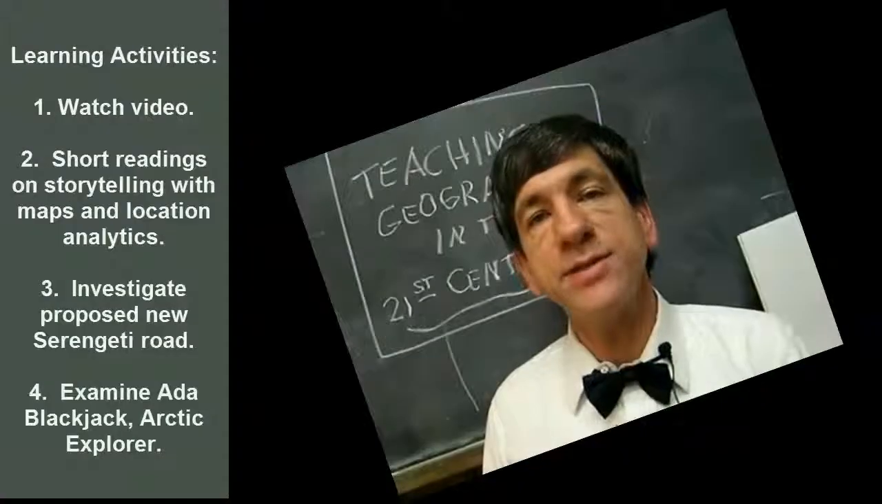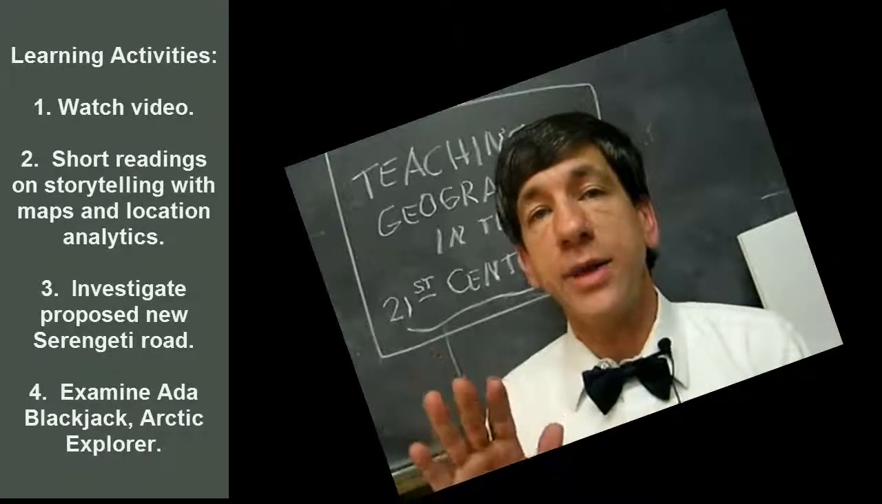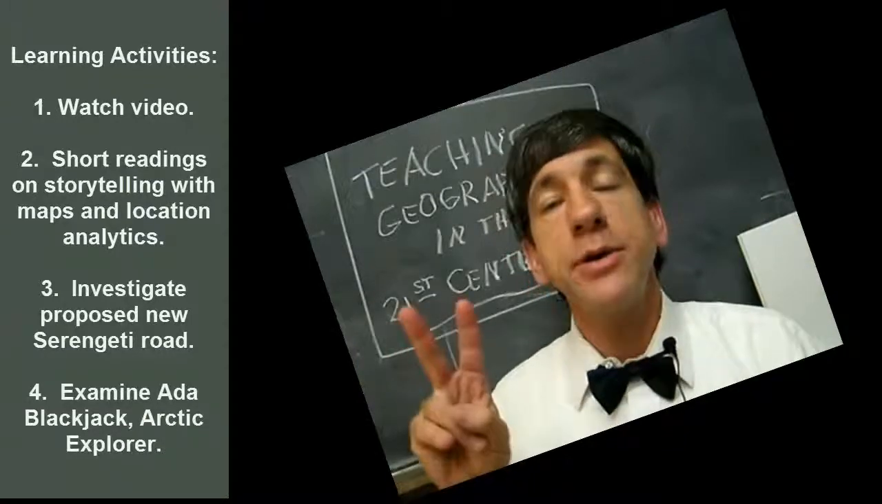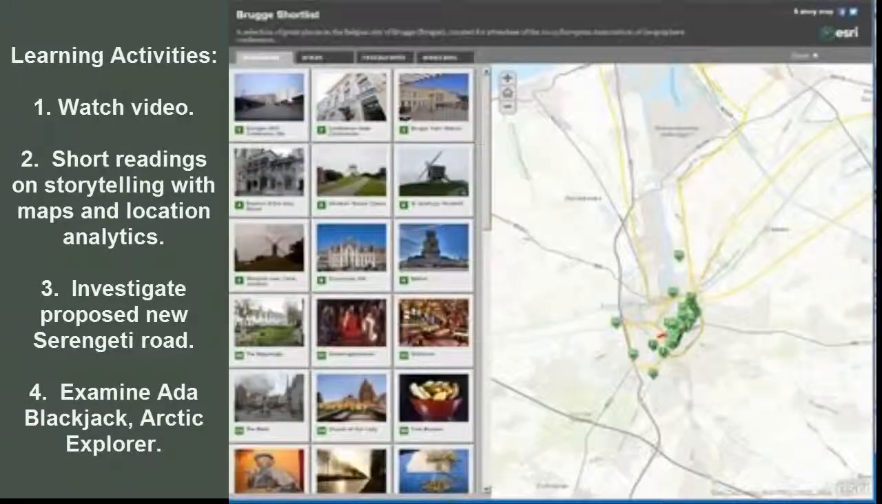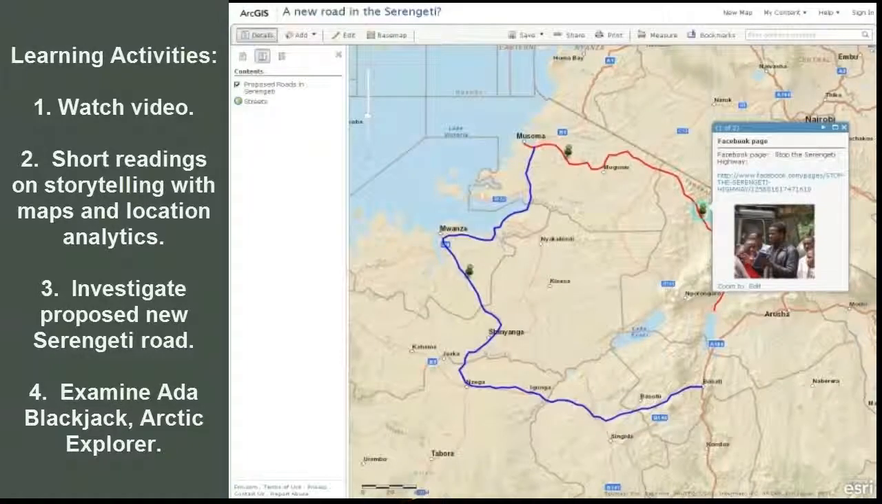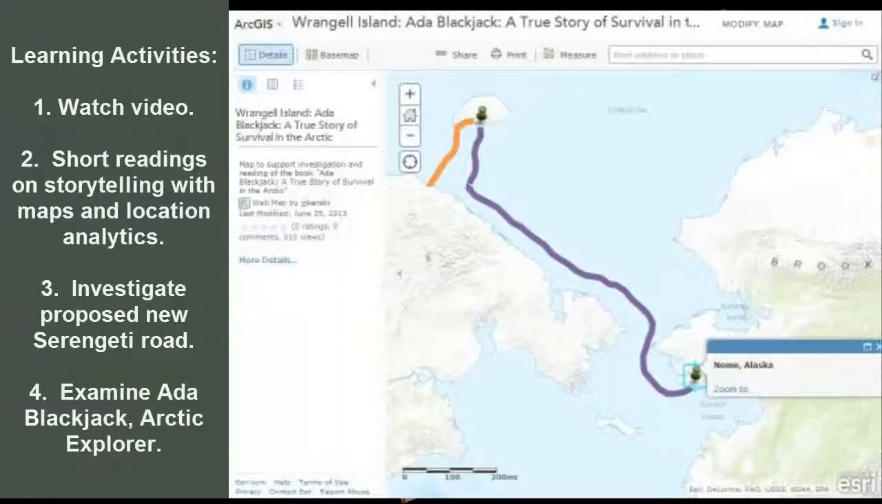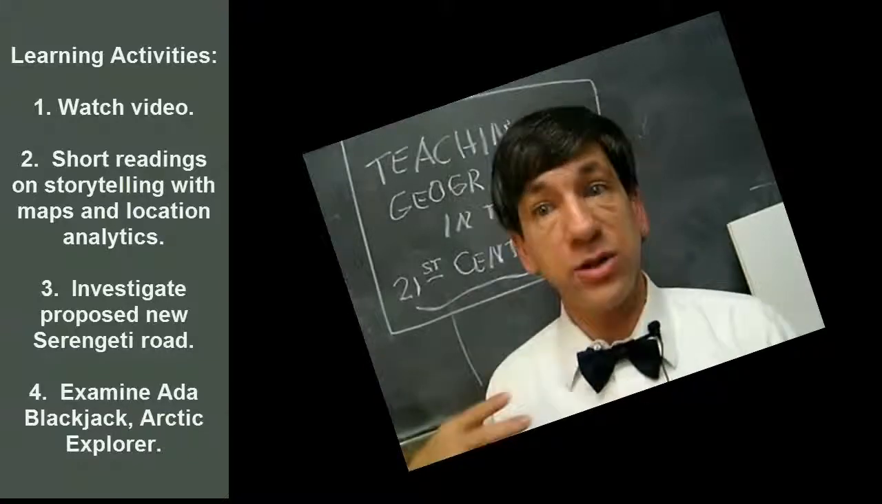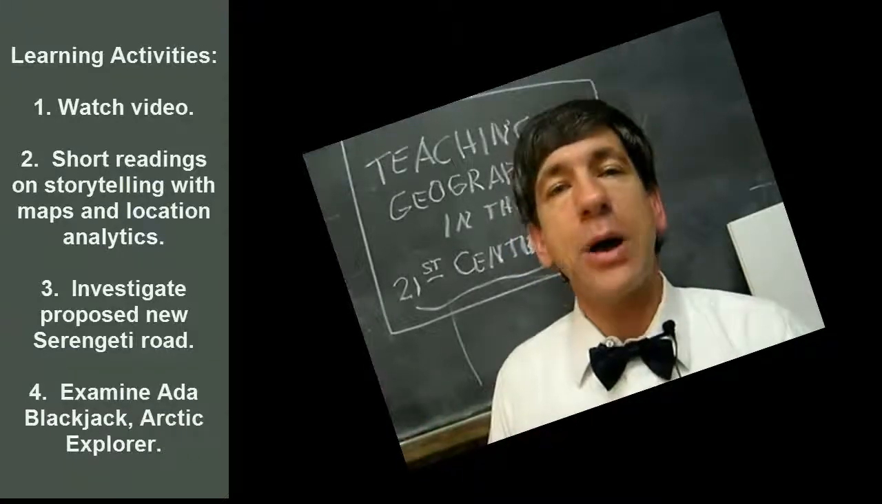Now our learning activities are as follows in week 5. First of all, you're going to watch a recorded video on this week's topics, which is this video right here. Number 2, you're going to have some short readings on storytelling with maps and location analytics in geography. Number 3, you're going to investigate the issue of a proposed new road through the Serengeti in Africa. 4th, you're going to examine the story of Ada Blackjack in the 1920s Arctic Ocean through ArcGIS Online. And I want you to, again, think outside the box. If I can look at Ada Blackjack and that historical event, then I can look at any historical event, and I can look at any current event inside these powerful tools.